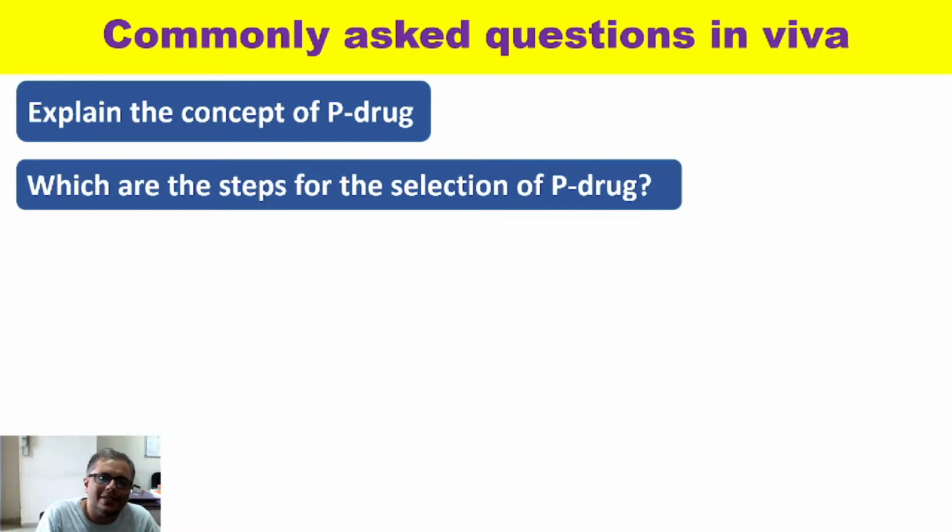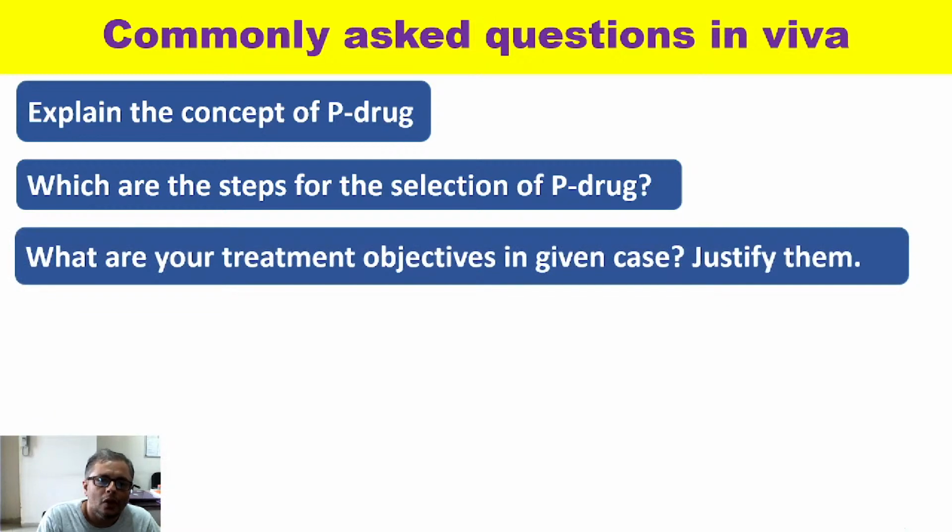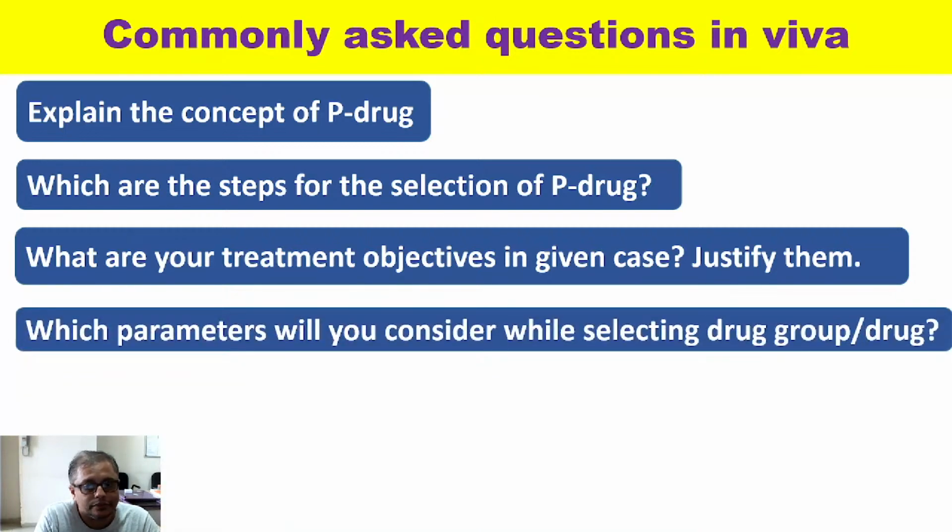Then, which are the steps for the selection of the P drug? We have already discussed. Then, what are your treatment objectives in the given case? Again there are two parts: one is you should know the basics about the P drug, and second is the P drug in relation to the condition that has been given to you. In the given condition, identify the problem, and the next is define your treatment objectives. You have to write the treatment objectives, justify them, and based on that make the inventory of the drug groups.